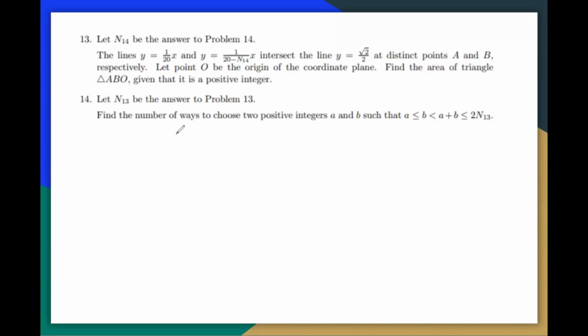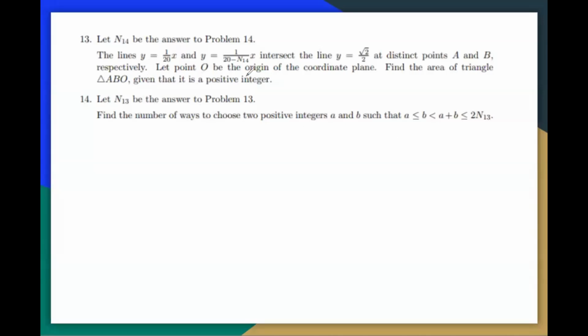For the first one, we are given a line y equals something, and another line y equals something, intersecting with this line at 2 different points, A and B, and O is the origin. We are given the area of triangle ABO as the answer to this question. And 14 uses N of 13, which is the answer to 13, the area of the triangle, and asks for the number of ways to choose two positive integers a and b such that this inequality is satisfied. The question is somewhat complicated, so make sure you really understand it before you look at the solution or even attempt it yourself.